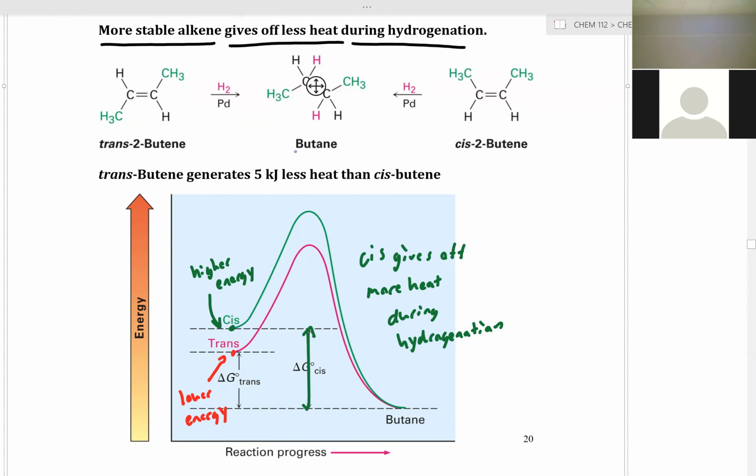Is our product from hydrogenation of both of these alkenes the same? Are we making the same product in both cases? After hydrogenation, is the product the same? Yes. So we have the same product. So any difference in the heat of hydrogenation is due to a difference in the energy of our starting reactant.